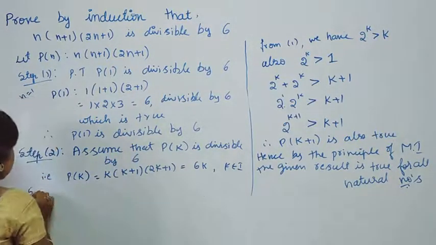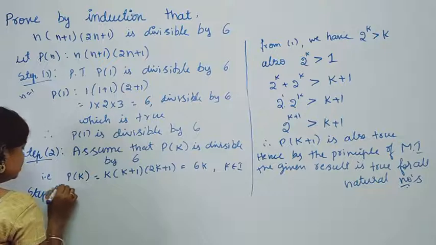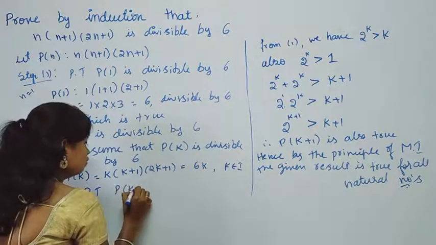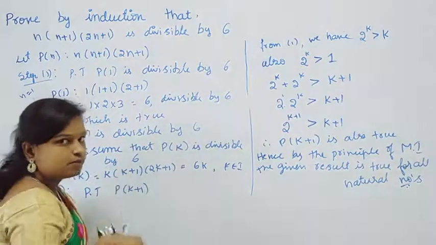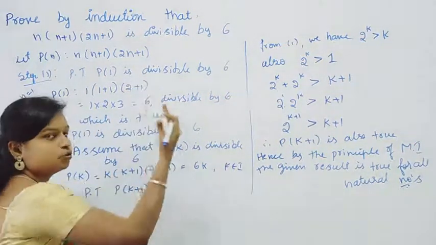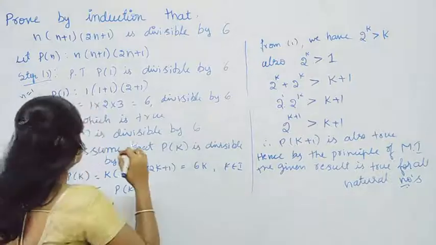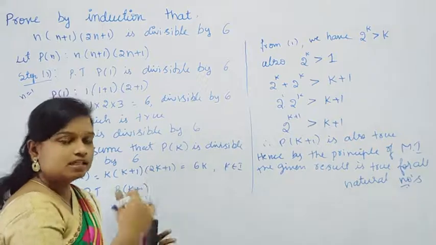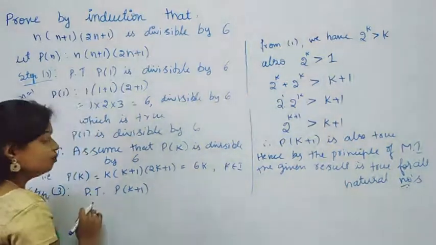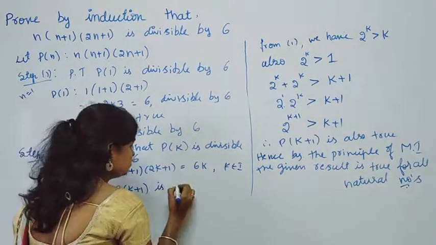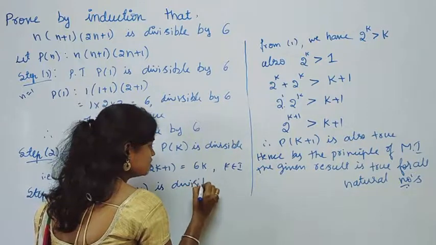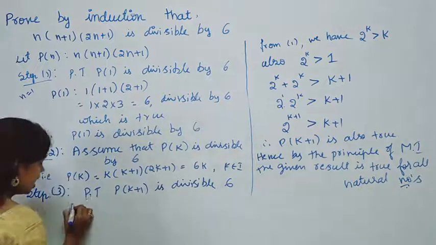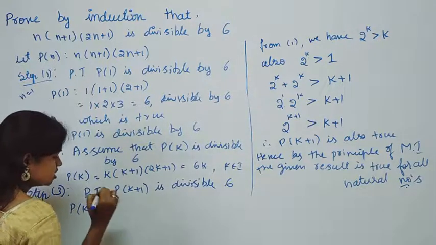When we come to step 3, what is step 3? We have to prove that p of k plus 1 is also divisible by 6, right? In the first step we proved that p of 1 is divisible by 6. In step 2 we assume that p of k is also divisible by 6. In the third step we have to show that p of k plus 1 is divisible by what? 6.